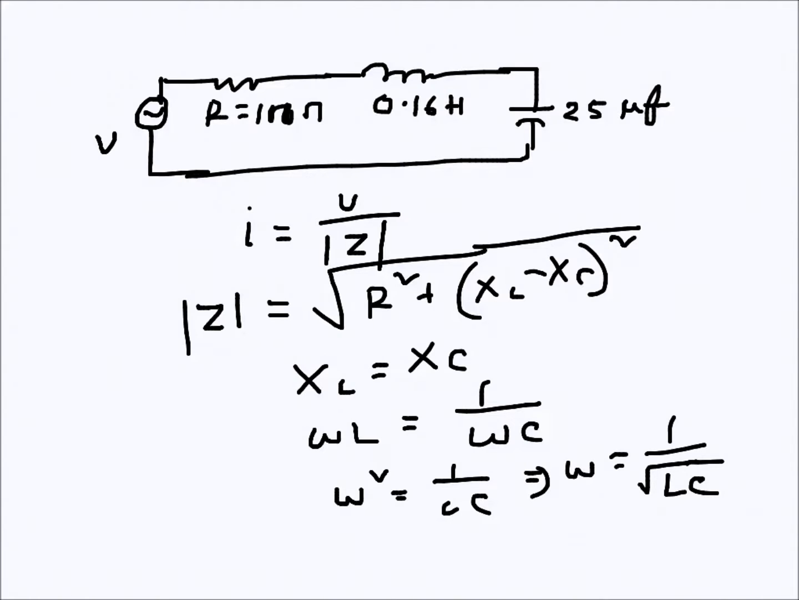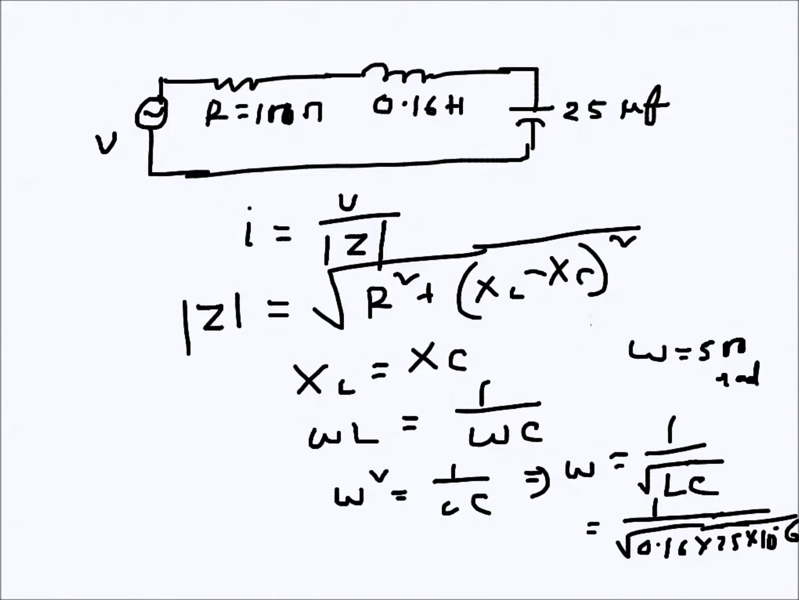Now if we do that, we will see, since L is in terms of Henry, 0.16, and 25 microfarad, but it has to be in farad, so 10 to the power minus 6, and if we do that we will get 500 radian per second. That's the angular frequency. So that's done, and there's a corresponding frequency as well. This is called the resonance condition or the resonance frequency of the series circuit.